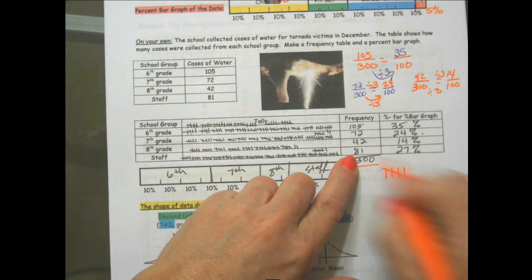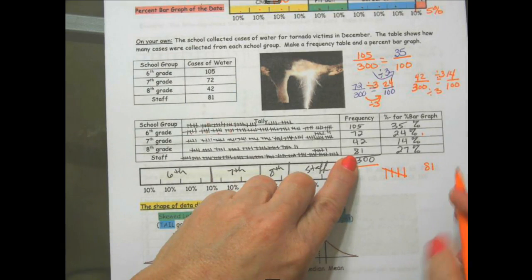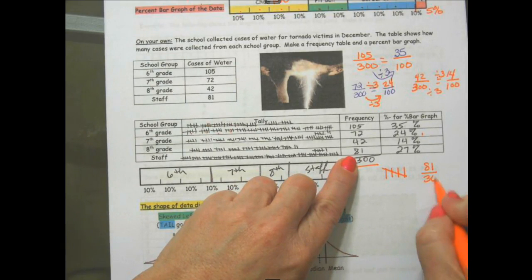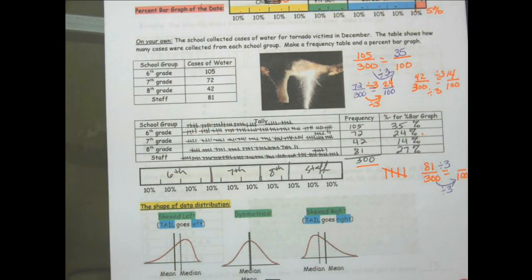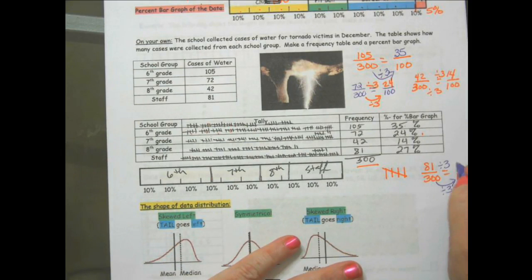And I'll do this 81. So 81 out of 300. How does 300 go to 100? Divide by 3. So 81 divided by 3 is 27.